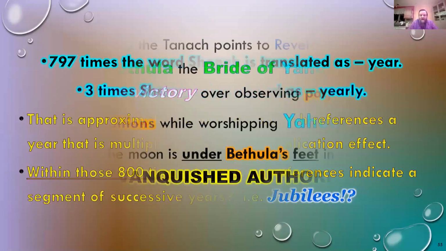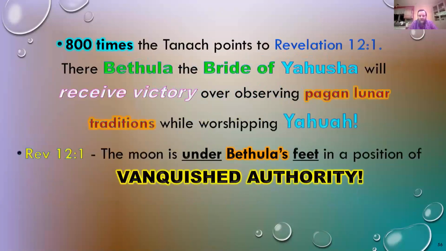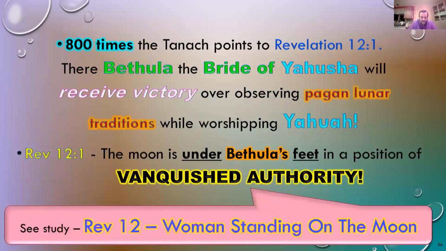800 times the Tanakh points to Revelation 12:1, where Bethulah, the bride of Yahusha, will receive victory over observing pagan lunar traditions while worshiping Yahuwah. The moon is under Bethulah's feet in a position of vanquished authority. See the study of Revelation 12, the woman standing on the moon. And the word Shaneh points to that chapter very, very closely.